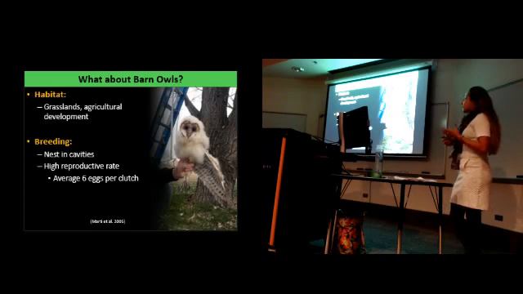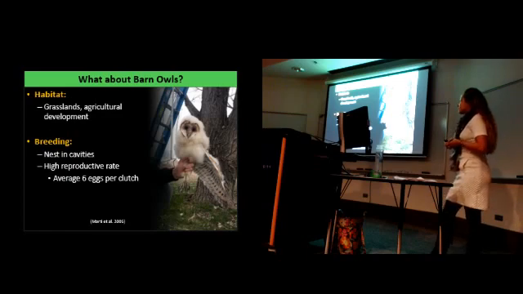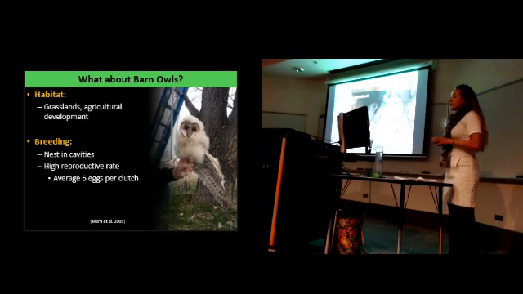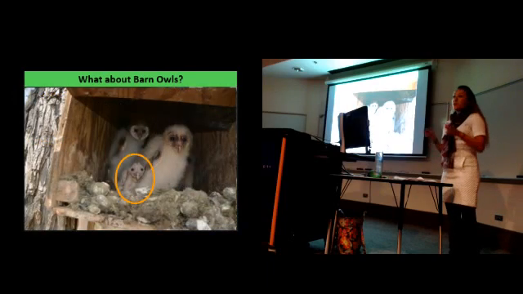Barn owls nest in cavities, and often populations are limited by their access to available cavity nest sites. They have extremely high reproductive rates. They can lay on average 6 eggs per clutch, but up to 10 to 11 eggs per clutch. Egg laying initiation date is in early to mid-March, and as soon as the first egg is laid, incubation begins, such that the young hatch asynchronously, and you might have as much of a 3-week difference between the youngest nestling and the oldest nestlings in one clutch.